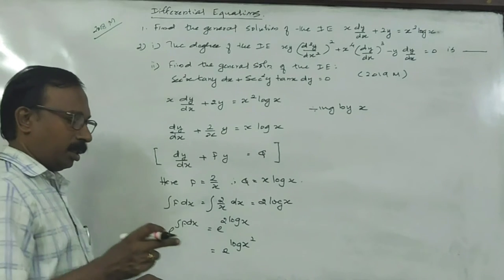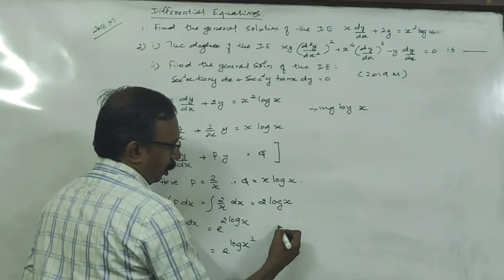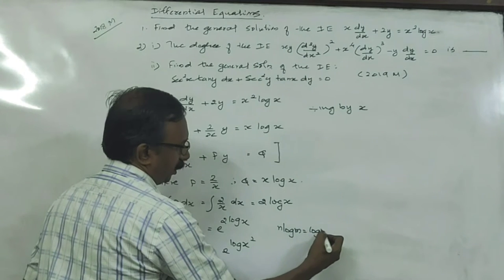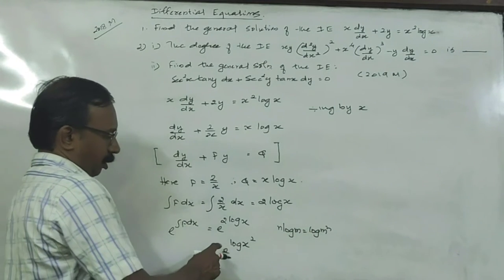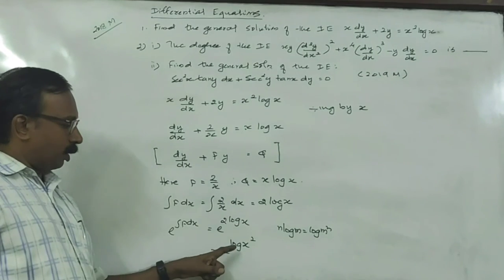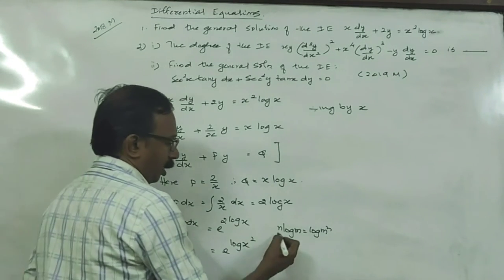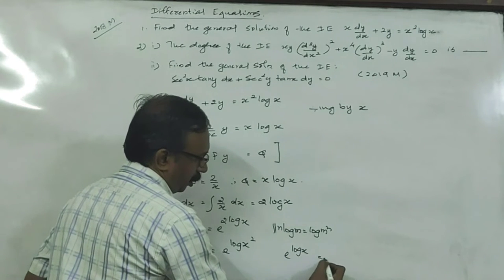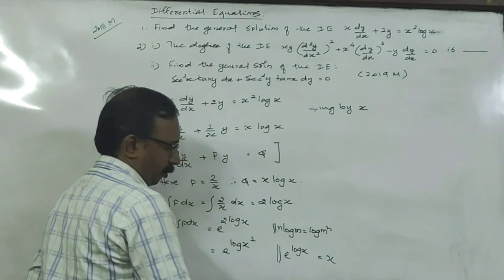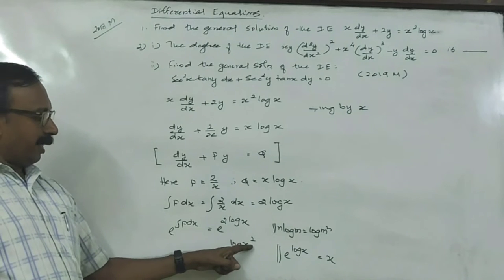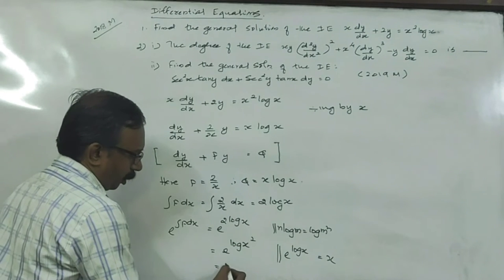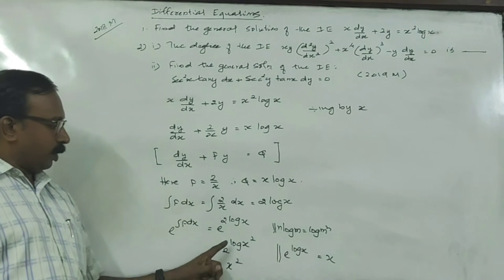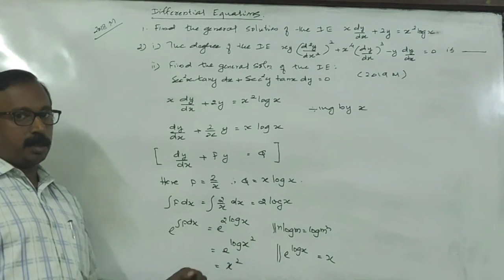Here we are using a rule for logarithm: n log m is equal to log m raised to n. That is, 2 log x is equal to log x square. And one more rule is there: e raised to log x is equal to x. Therefore e raised to log x square is x square, isn't it?